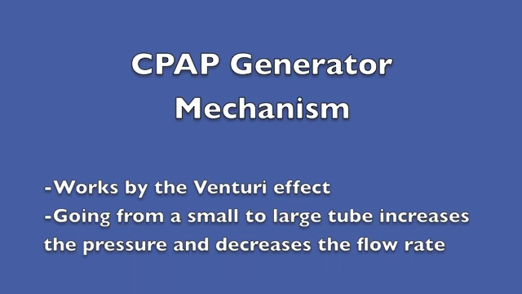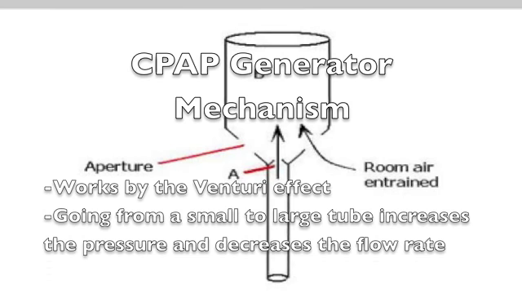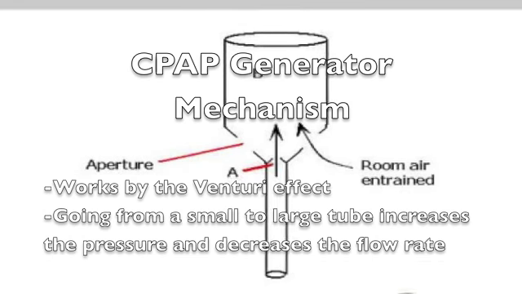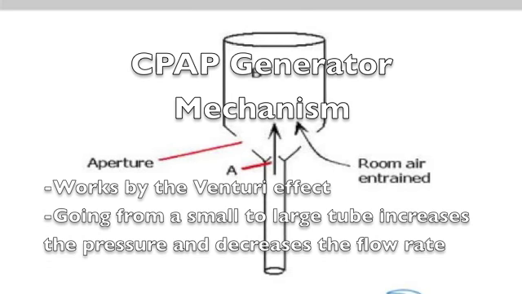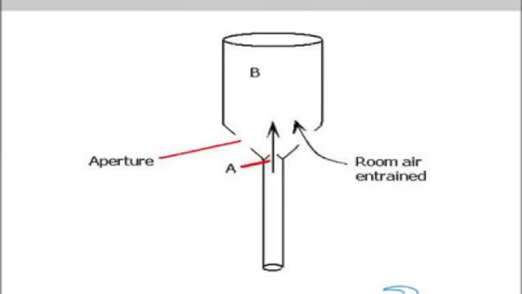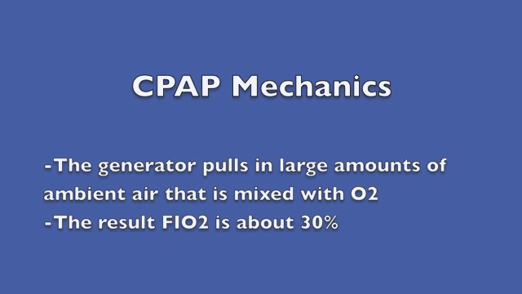The CPAP generator increases the pressure by the Venturi effect. The tank pressure is forced from a small to a large tube, increasing the pressure but decreasing the flow rate. It's important to remember that the generator pulls in a large amount of ambient air that mixes with the tank oxygen. The resulting FiO2 is only about 30%.